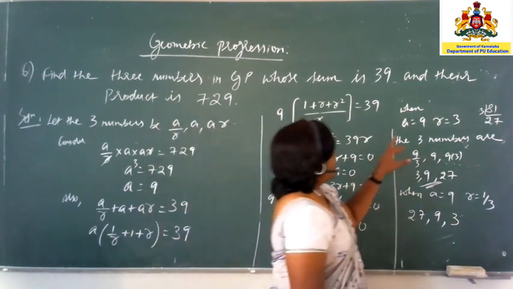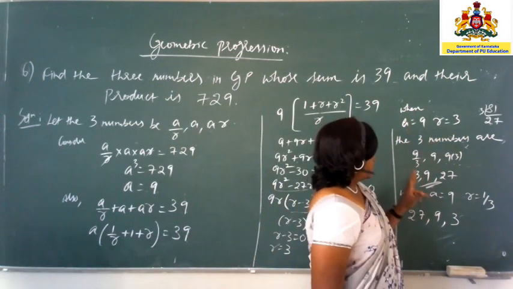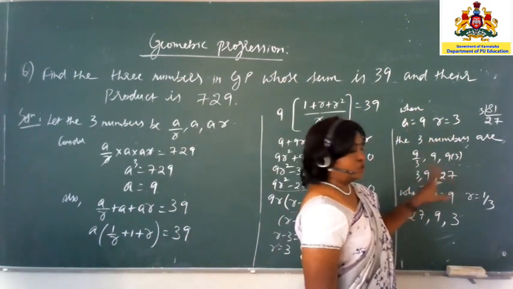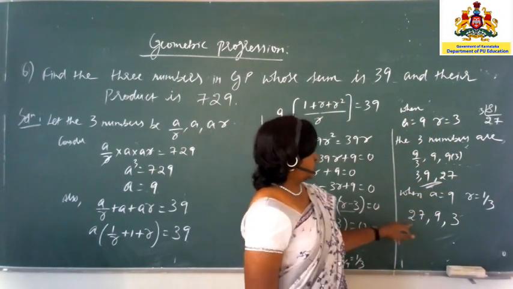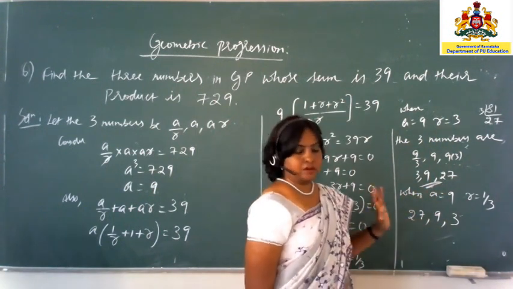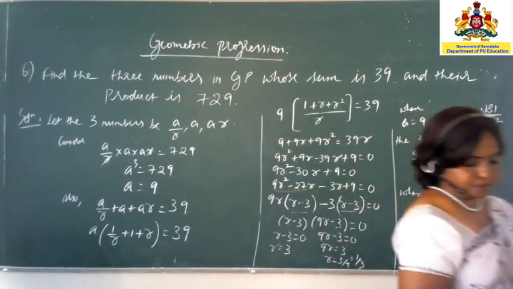So when a is equal to 9, r is equal to 3, the three numbers are 3, 9, 27. When a is equal to 9, r is equal to 1 by 3, the three numbers will be 27, 9, 3. Yes, make a note.